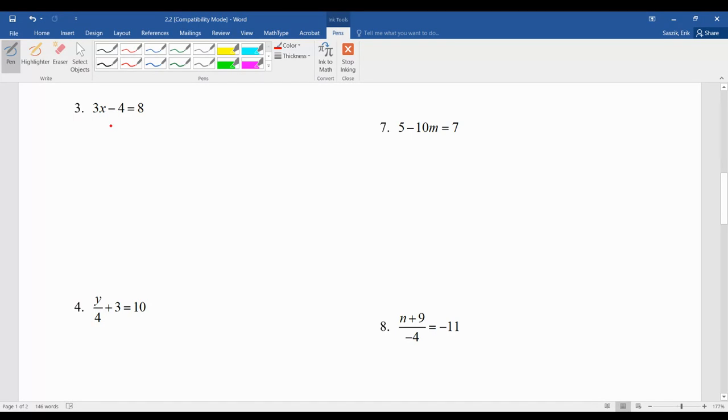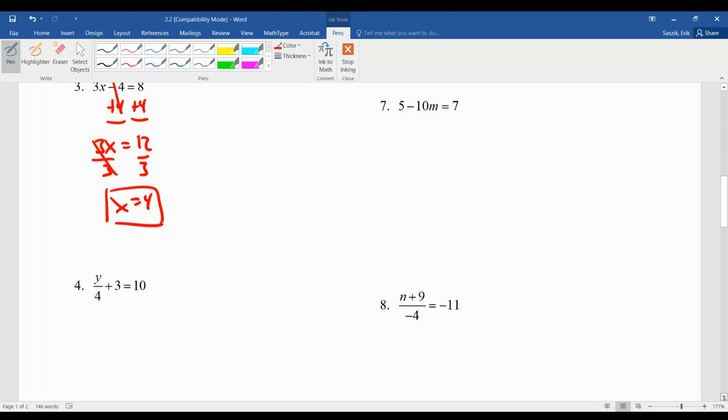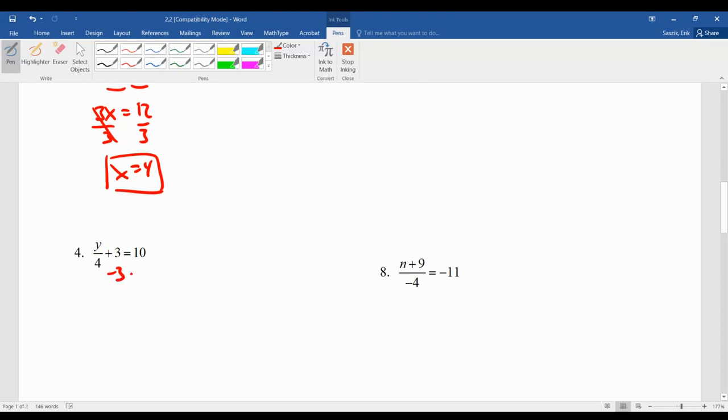So here, add 4, because we want to get the 3x by itself. This is just like number 1. And then this problem down here is really just like number 2. So if you want to try this yourself, go back and look at what we did in number 2 and see if you can do 4 yourself. I'm going to get the y over 4 by itself first by subtracting 3. And to get rid of dividing by 4, I have to multiply by 4.